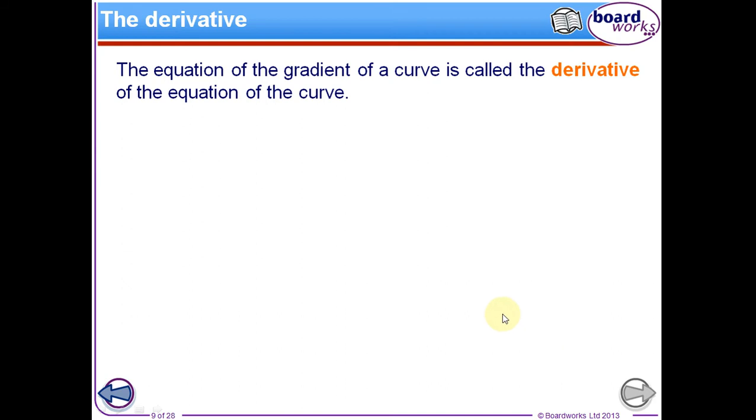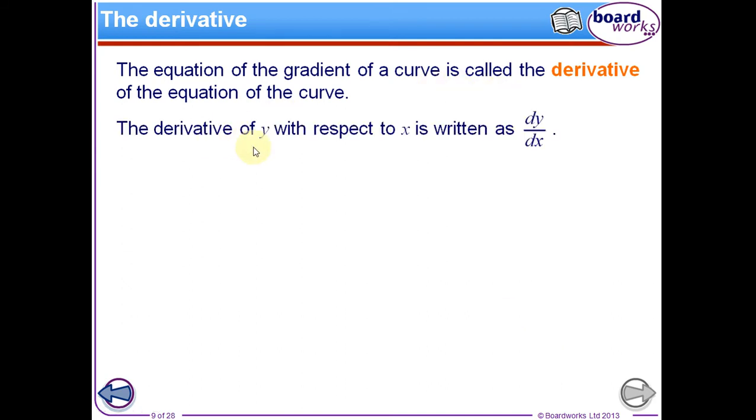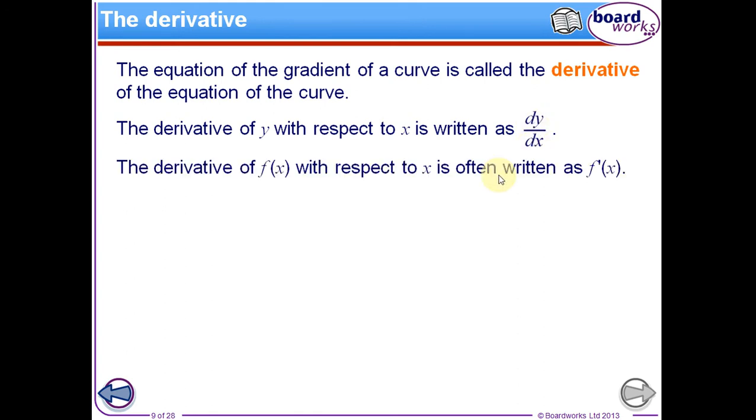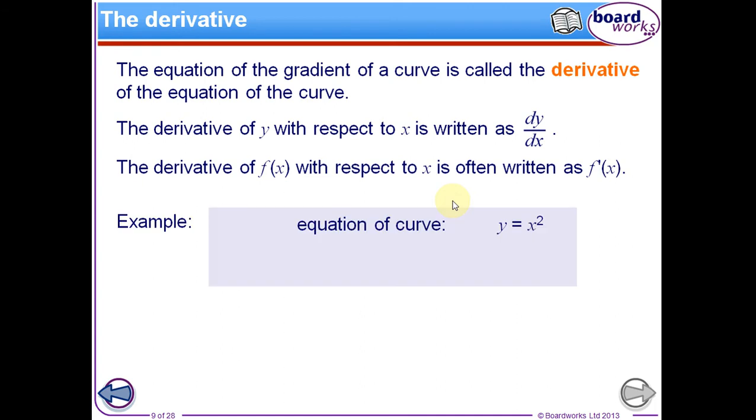The equation of the gradient of a curve is called the derivative of the equation of the curve. So the derivative of y with respect to x is written as dy over dx, with the letter d. So dy over dx is a small change in y divided by a small change in x. And the derivative of f of x with respect to x is often written as f prime of x.